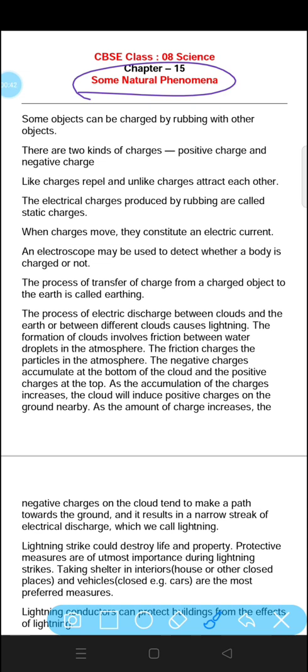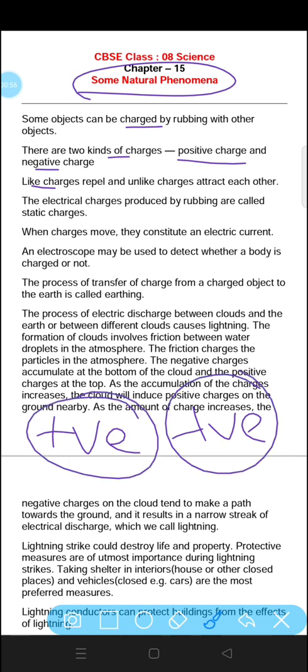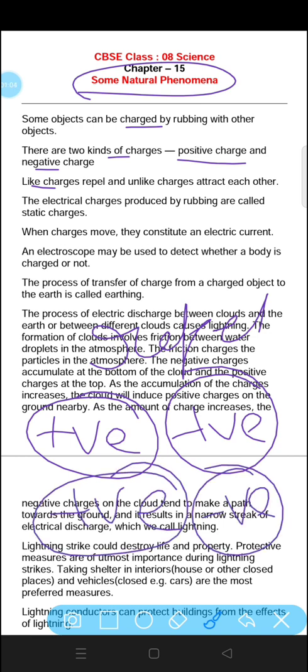Some objects can be charged by rubbing with each other. There are two kinds of charges, positive charge and negative charge. Like charges, if both objects are having positive charge, they will repel each other. If one is having positive charge and one is having negative charge, they will attract each other. These are the nature of charges.